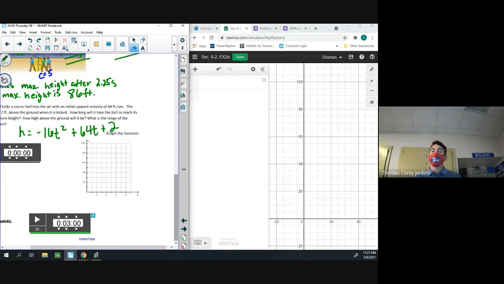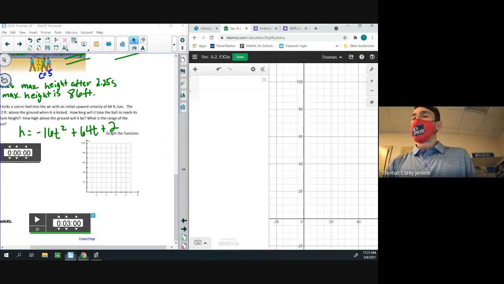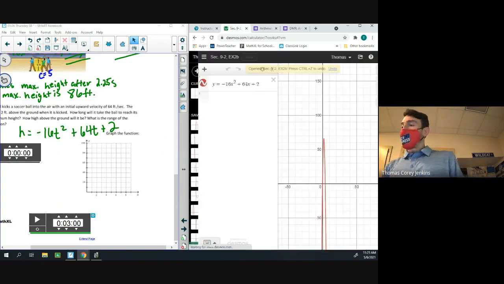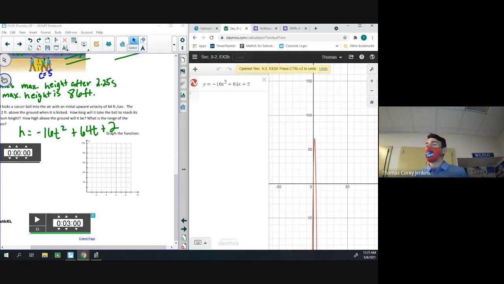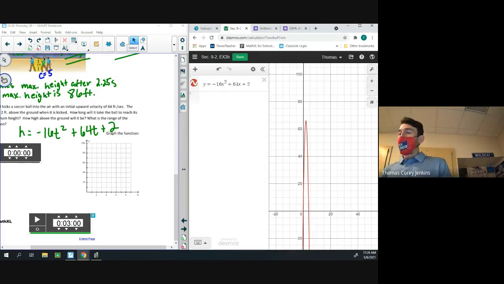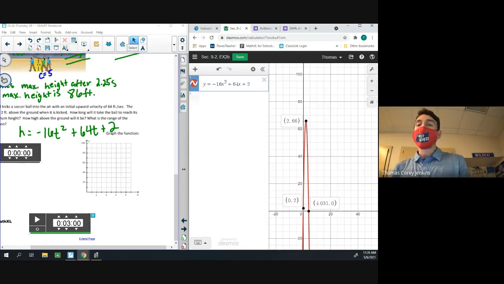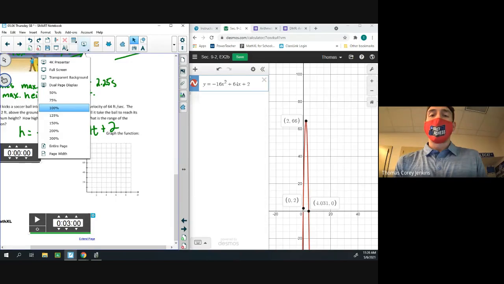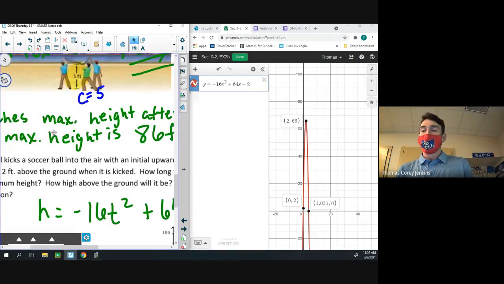All right, so now let's go ahead and look at this together. So again, I like to use X and Y instead of T and H, just as far as Desmos goes. Okay, I'm going to zoom in a little bit, and now I'm going to click my parabola so I can see those kind of key points. 0, 2, 2.66, and 4.031, comma 0. Okay, so I'm going to just kind of copy that onto my graph. Just give it a rough kind of copy. And then we'll use our graph to kind of answer the rest of the questions, okay?